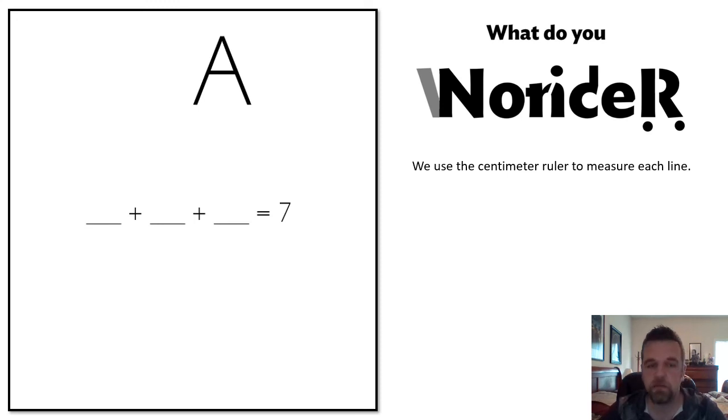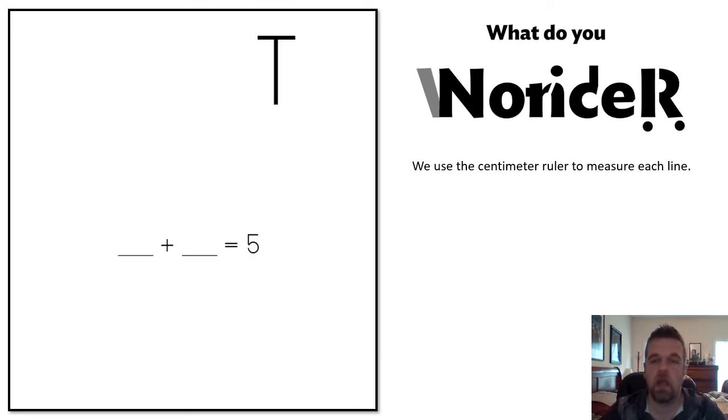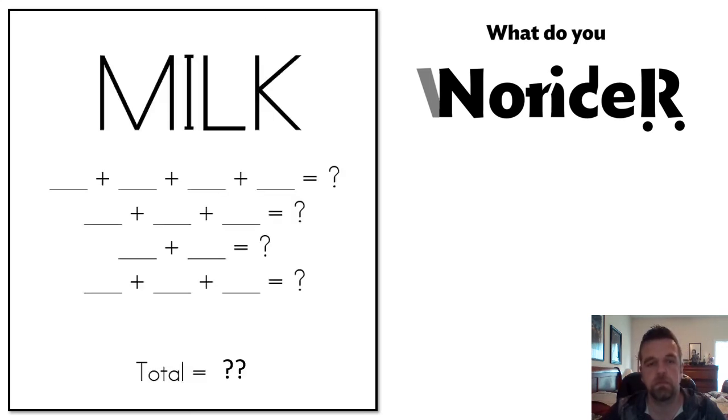So the letter A, 3 centimeters, 1 centimeter, and 3 centimeters. 3 plus 1 plus 3 is 7, or, again, rearrange the addends. 3 plus 3 is 6, plus 1 is 7, so that works. And the letter T, 3 centimeters, 2 centimeters, 3 plus 2 is 5. So we figured out what those addends are. We figured out how to find the measurements, and those measurements are going to equal the addends.